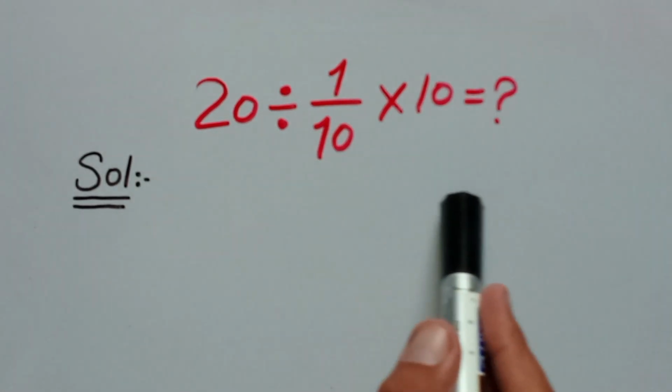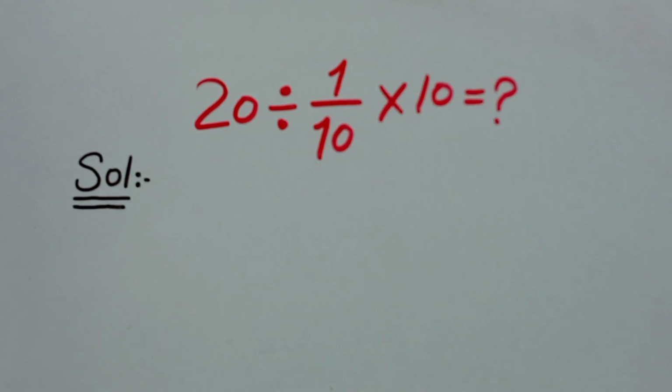In this video we can find the value of this expression, which is 20 divided by 1 divided by 10 times 10. So how can we find the value of this expression?